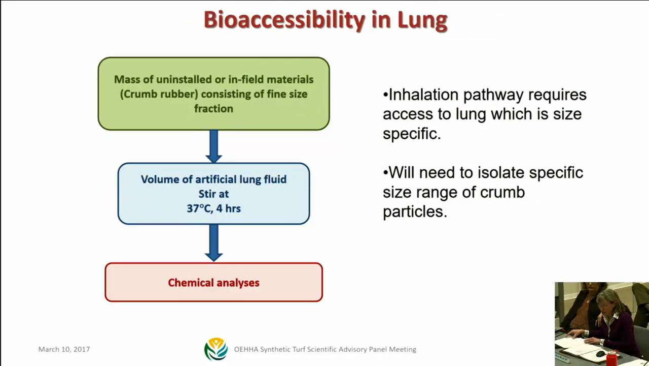For the inhalation pathway for the lung, obviously the size of the particles that we use for the sample will be very important. So we will need to isolate a specific range of crumb particles to use as our sample, and we propose stirring at 37 degrees for 4 hours before analyses.